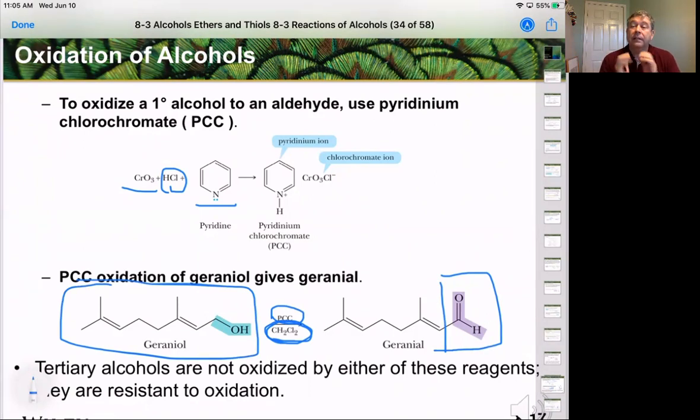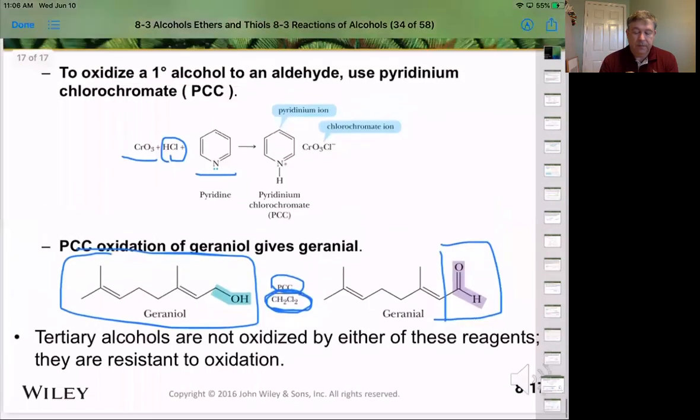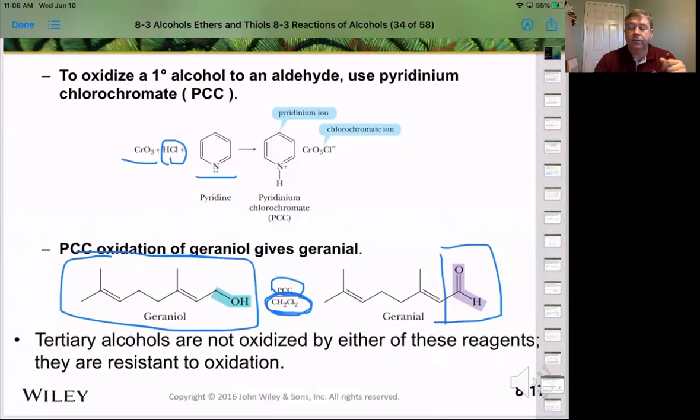If we want to convert our secondary alcohol to a ketone, we can use either reagent. And because tertiary alcohols don't have a hydrogen on the carbon, they don't oxidize with either of these reagents. They're very difficult to oxidize. In fact, we would typically convert those to our alkenes or alkynes. And that is our reactions for alcohols.